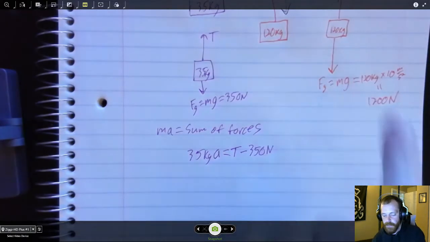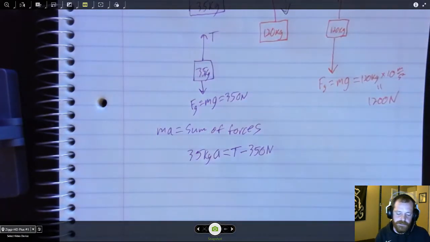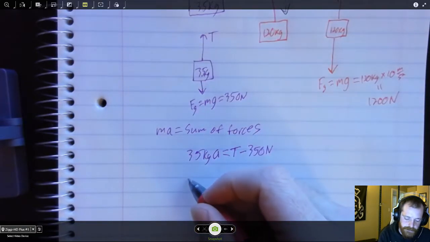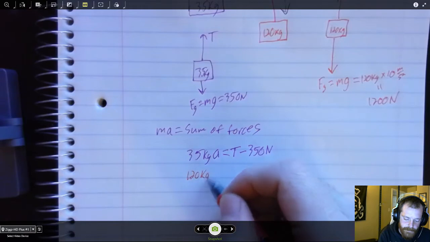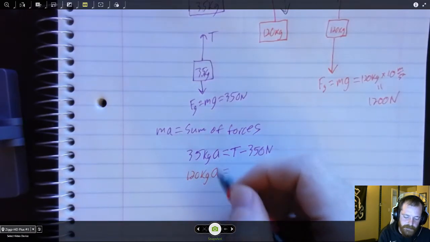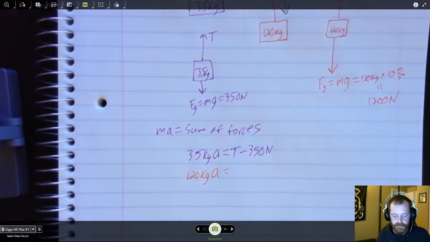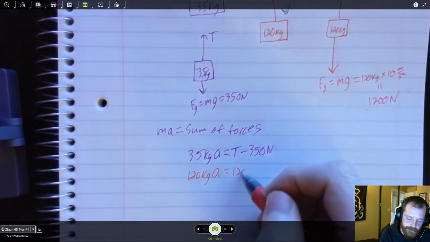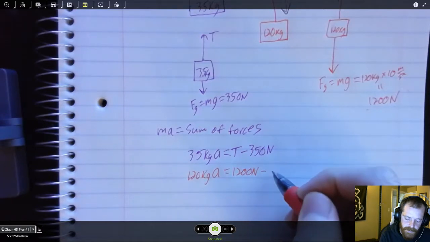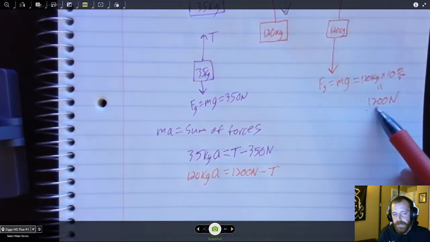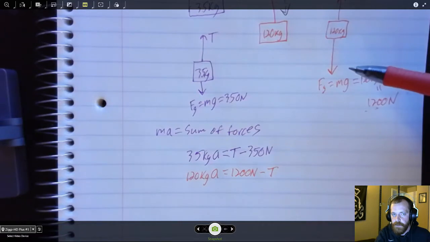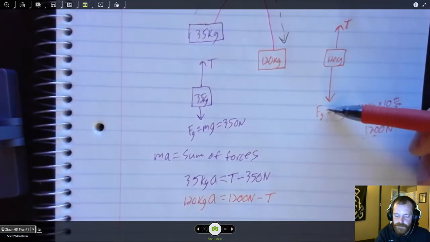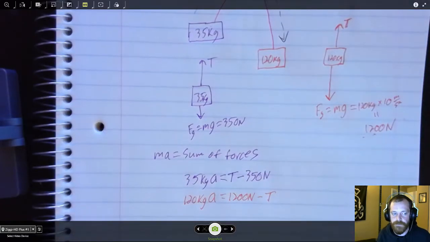Now for this other object, it's the same deal. The mass times acceleration is the sum of the forces. Well, the mass is 120 kilograms times the acceleration. Same acceleration, by the way, because they're tied together, is equal to the weight, 1,200 newtons, minus the tension force. Now, I put the weight here first because that's the one causing the motion, right? The weight here is the force that's going to cause the acceleration downwards. The tension is just going to oppose that force.